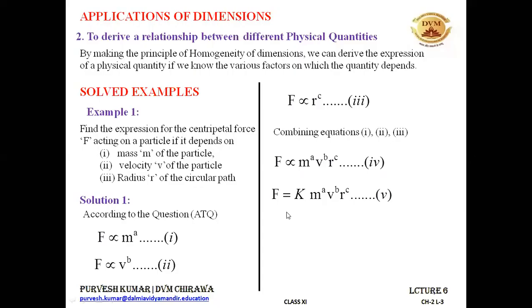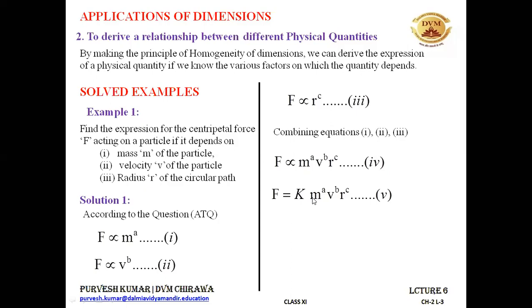In our equation 5, we have written F equals K, M to the power A, V to the power B, and R to the power C. Now we have to write the dimensions for the quantities that are involved, on both sides. On the left hand side we have force, so we write the dimensions for force, and on the right hand side we are left with M, that is mass. In this case it is mass. In some other example, M may stand for something else. We can use the symbols for anything, but the dimensions have to be correct for that particular physical quantity.